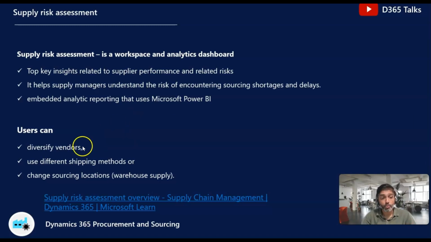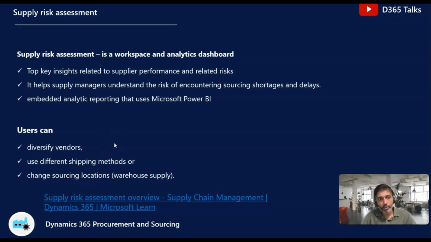And that's how users can take informed decisions in terms of diversifying the vendors for multi-source strategies, and using different shipping methods. What are all the shipping or the modes of delivery which they can use, or if they want to change the sourcing locations, diverting a specific supply to a location nearest to the vendor, or how do we manage the transportation. So all those you can decide by using this supply risk assessment workspace, which is very important.